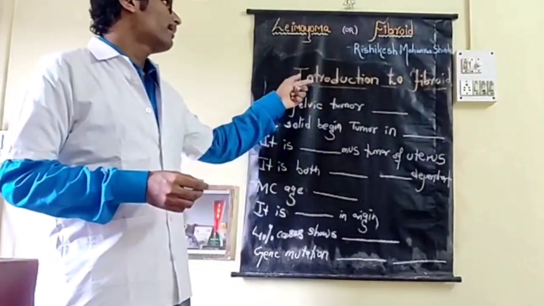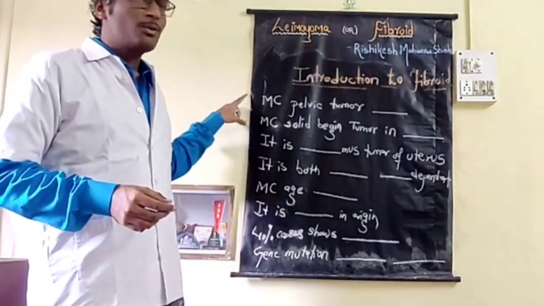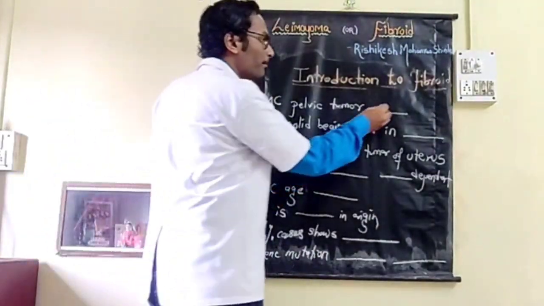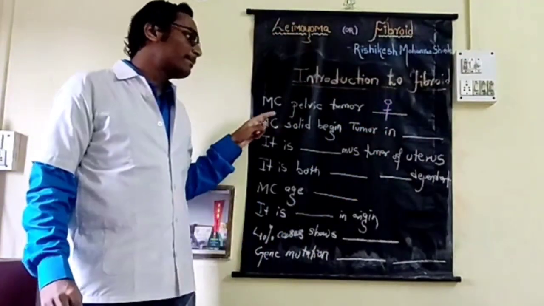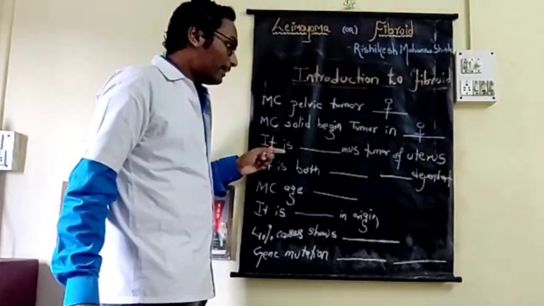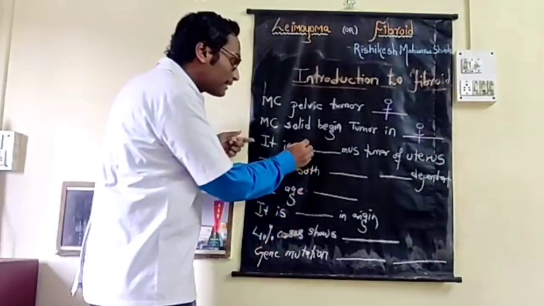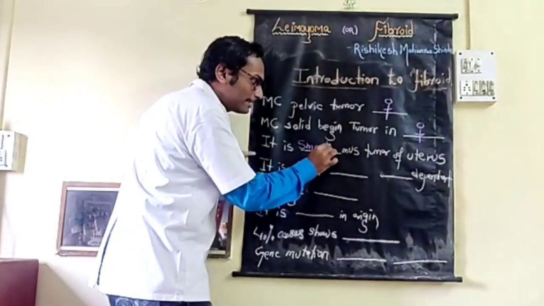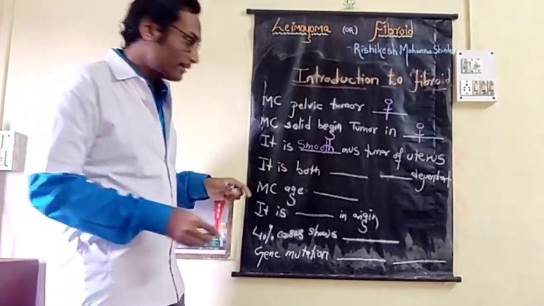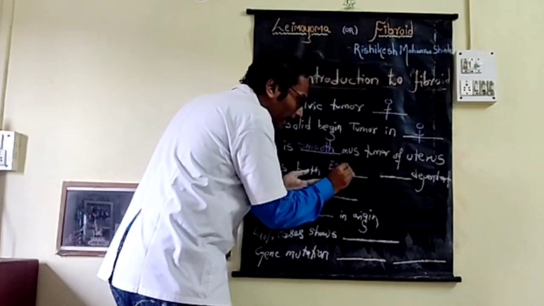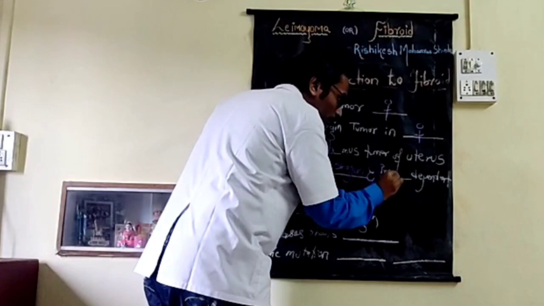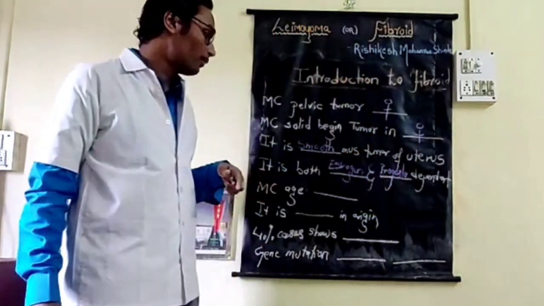Coming to our second topic, the introduction to fibroid. Certain basic points regarding this. It is one of the most common pelvic tumors in females. It is the most common solid benign tumor in females again. It is a smooth muscle tumor of the uterus. It is both estrogen and progesterone dependent tumor. So this we have to remember.